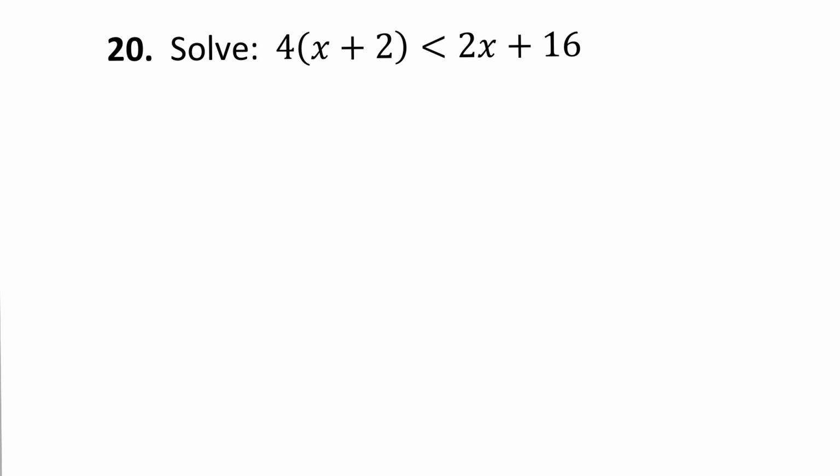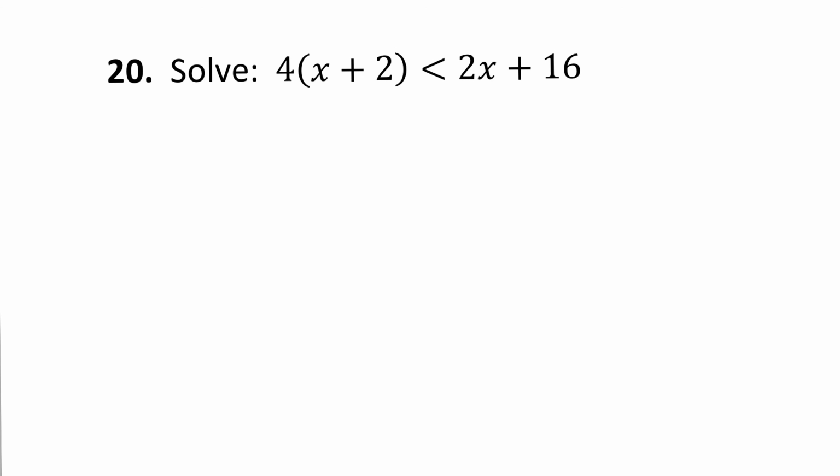Number 20, you guys want to solve, and notice that we do have parentheses with an inequality, so we have to be careful with the signs again, and then we have to get x by itself. Same thing as solving an equation, but you guys need to be careful with inequality. So with the parentheses, first I need to distribute. I need to multiply the 4. 4 times x, that's 4x. 4 times 2, that's positive 8. You guys bring down the inequality, and then you guys have the 2x plus 16 on this side.